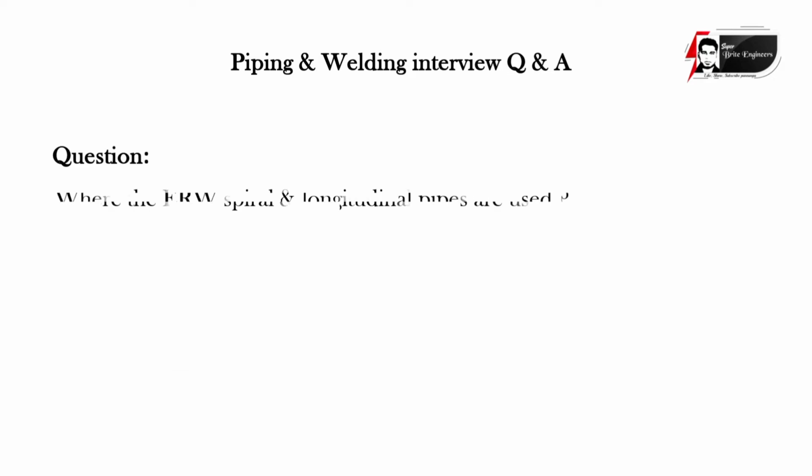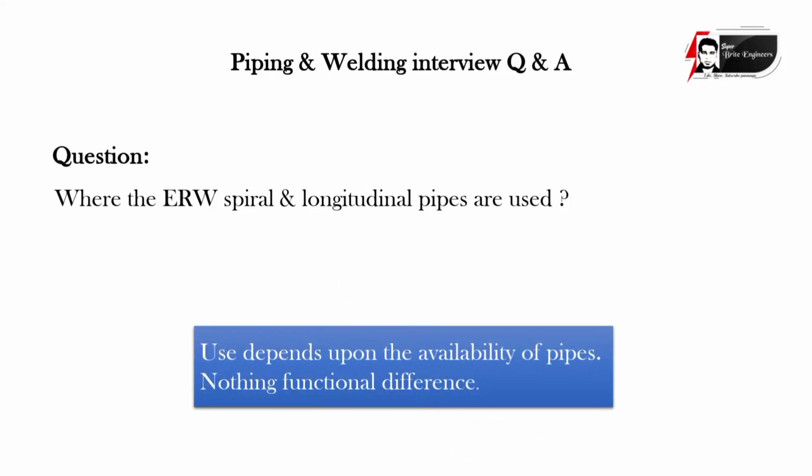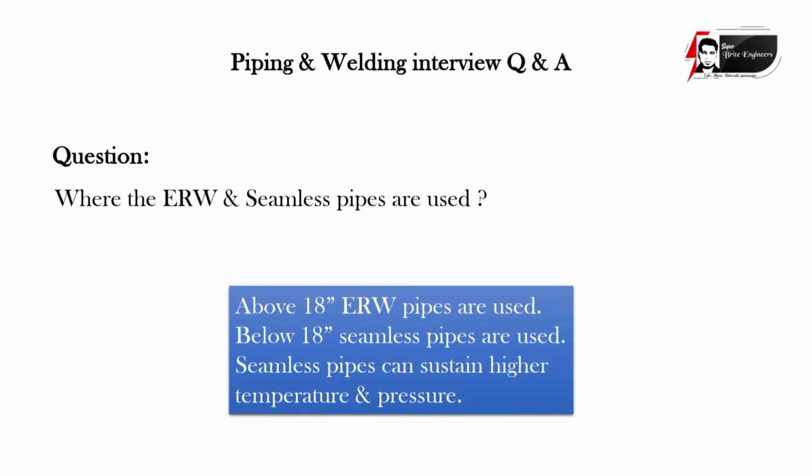Where are ERW spiral and longitudinal pipes used? Use depends upon the availability of the pipes, there is no functional difference. Where are ERW and seamless pipes used? Above 18 inch, ERW pipes are used. Below 18 inch, seamless pipes are used. Seamless pipes can sustain higher temperature and pressure.